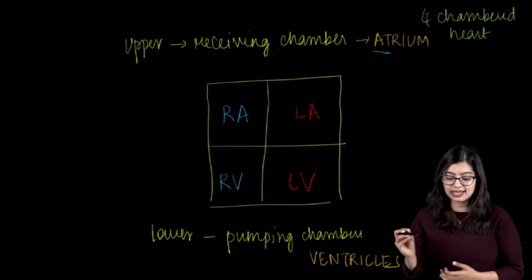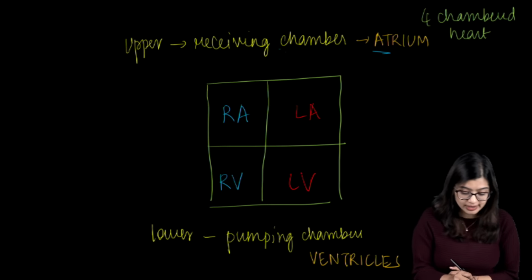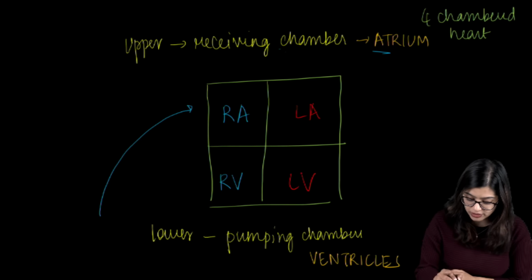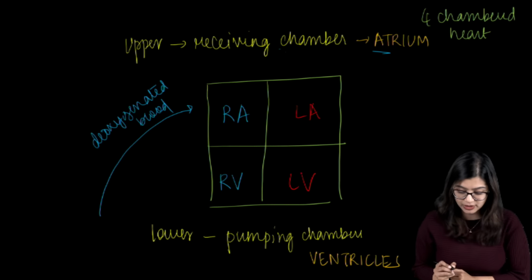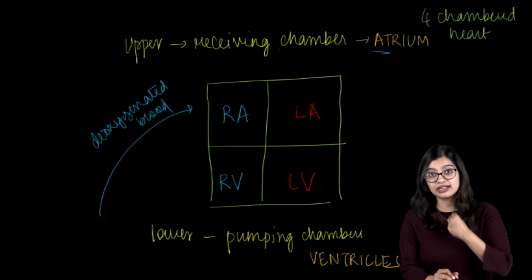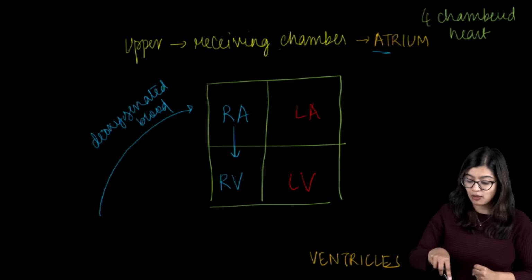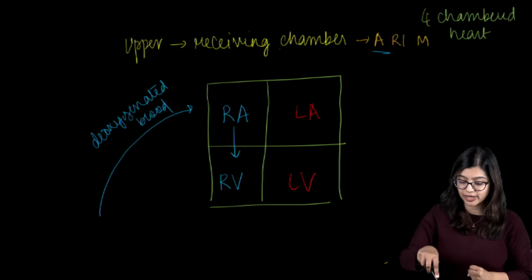So this is an easy way to remember. Now understand that the right side of the heart will receive deoxygenated blood, right? So we see that it receives deoxygenated blood from different parts of the body. So the right atrium will receive it, and then it will pass it to the right ventricle. Now once it reaches the right ventricle, what is going to happen?